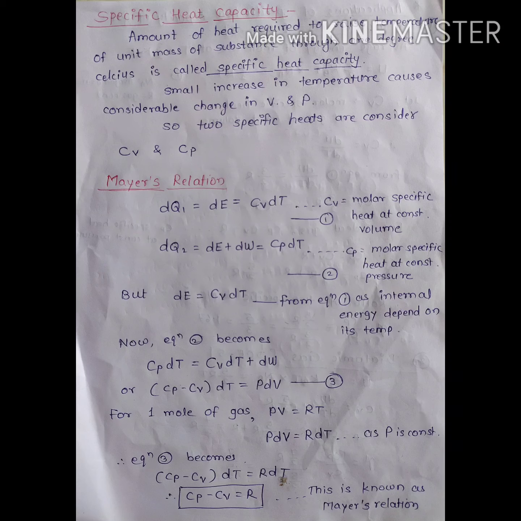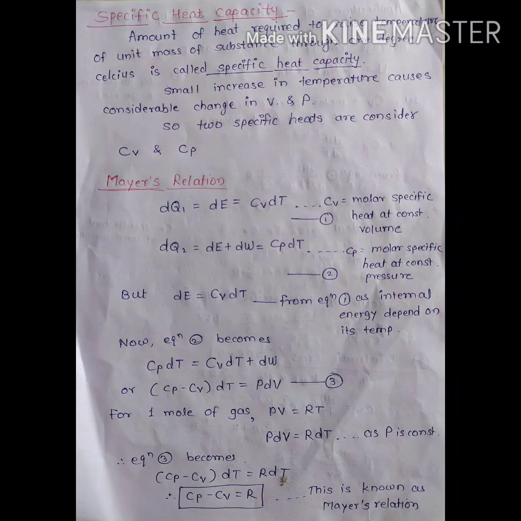Hello everyone, this is our fourth lecture and today we are going to study specific heat capacity. As we know, the definition of specific heat: the amount of heat required to raise the temperature of unit mass of a substance through 1 degree Celsius is called specific heat capacity.